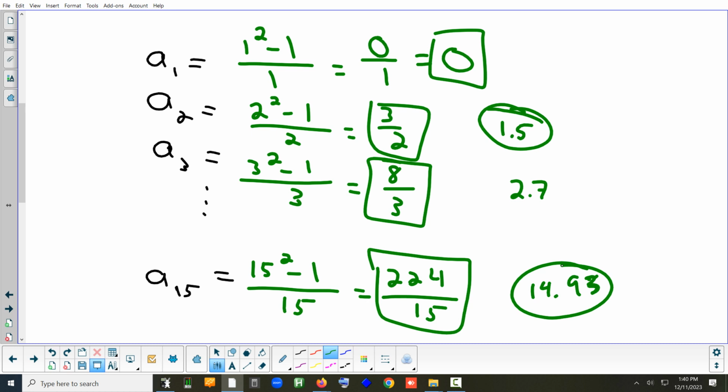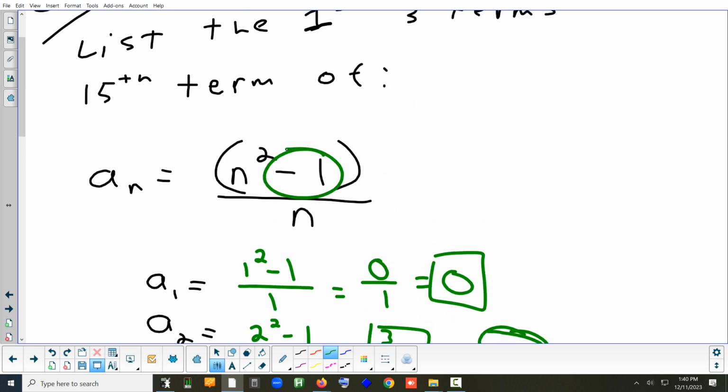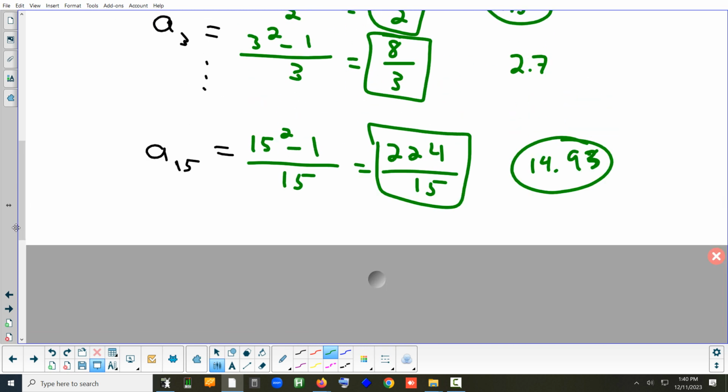And the reason it never gets to it is because you're always messing the numerator up by 1. So it's never quite going to be the position number. But the further and further down you go, the closer this fraction is going to get to its position. 15 in that case. Yeah.